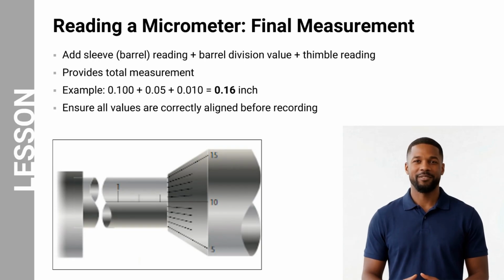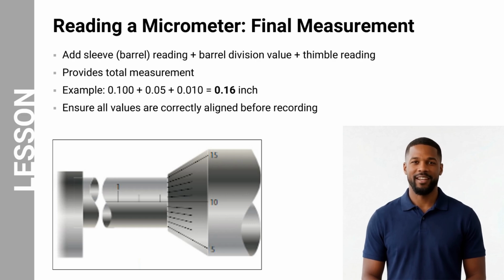The final measurement is obtained by combining all values from the previous steps. The sleeve value, division value, and thimble value are added together. For example, 0.100 plus 0.05 plus 0.010 equals 0.16 inch. Each value must be verified before recording. Any misreading can result in measurement error.